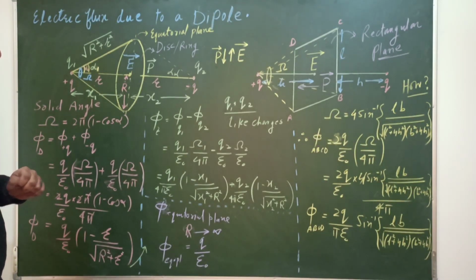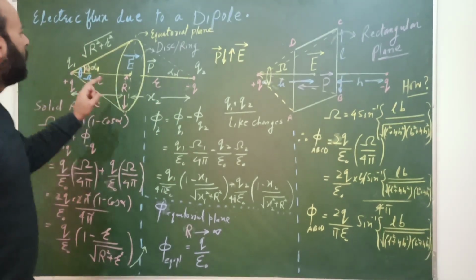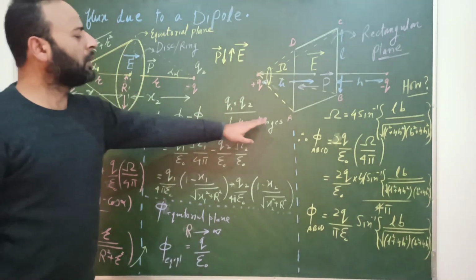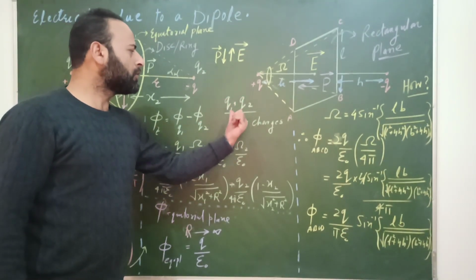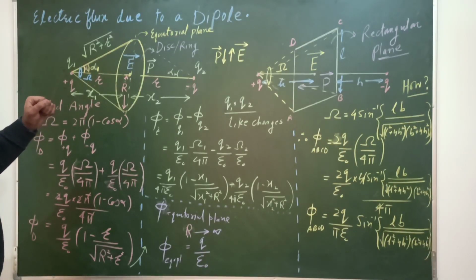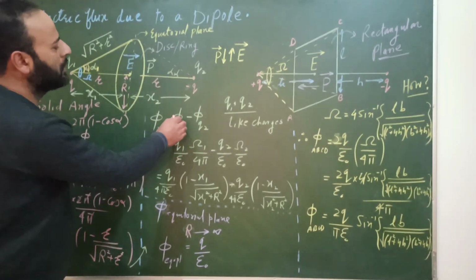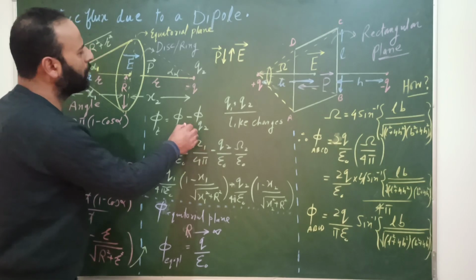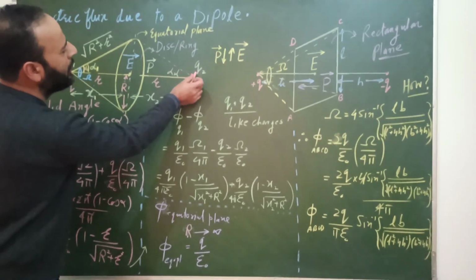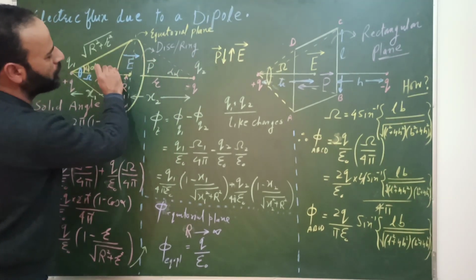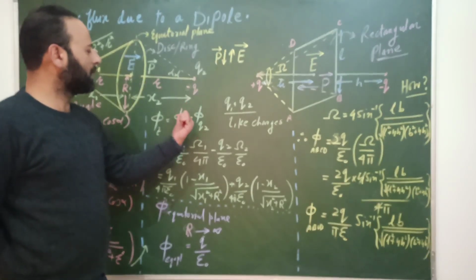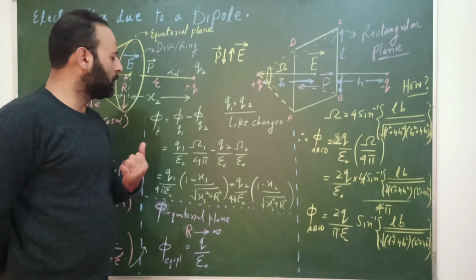Now, if instead of the dipole we have two charges here, Q1 and Q2, both are like charges, that is either positive or negative, right? So if we take the positive charge, then the total flux is phi Q1 minus phi Q2, because the electric field lines from this charge will be towards this side, and the electric field lines from this charge will be towards this side. So the field lines are opposite to each other. That is why we take phi Q1 minus phi Q2.